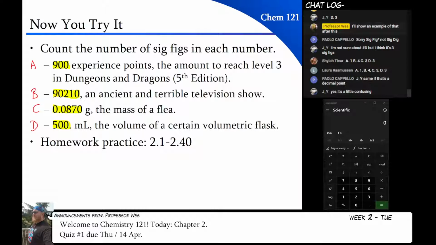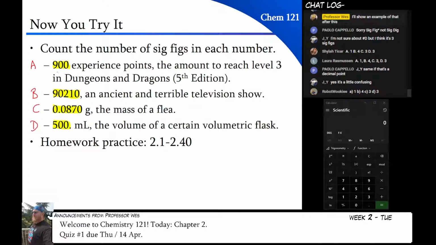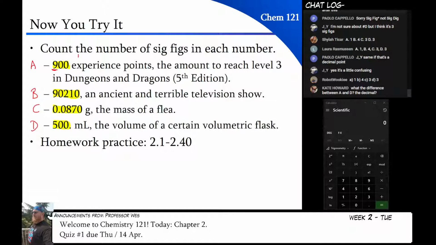All right, let's go over the answers here. So for this first number right here, 900, only the 9 is a known digit. These other zeros are placeholders, so 900 would have one significant figure. What's the difference between A and D? Yeah, the decimal is important. So that dot there, this is not a typo, so this dot does matter.